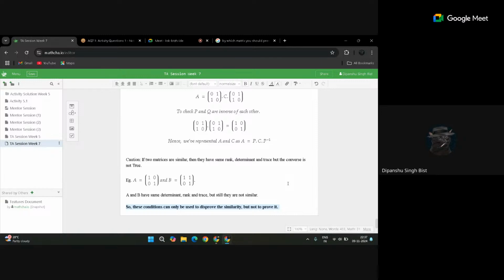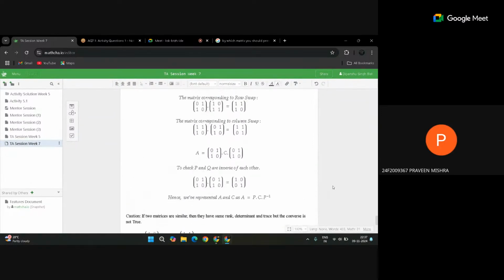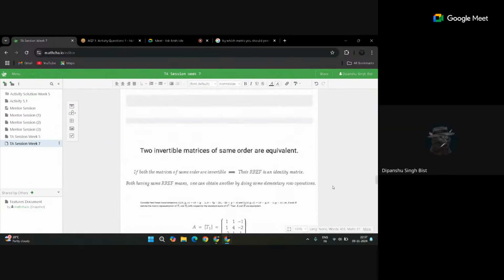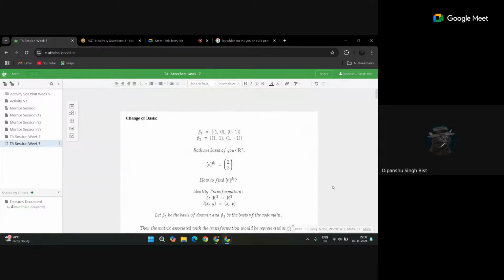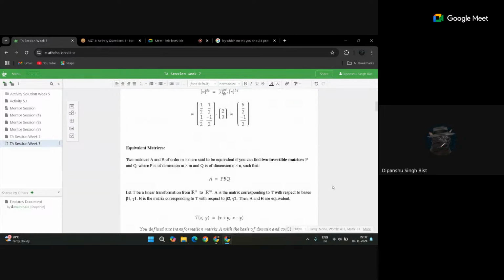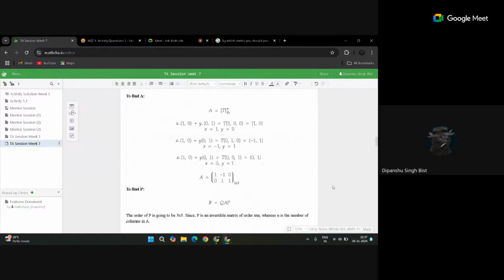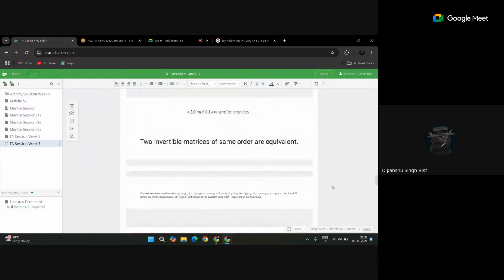Okay, so I hope this is fine. We have covered things related to equivalent matrices and similar matrices, and I guess these things must be enough.